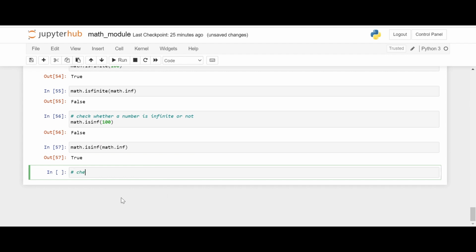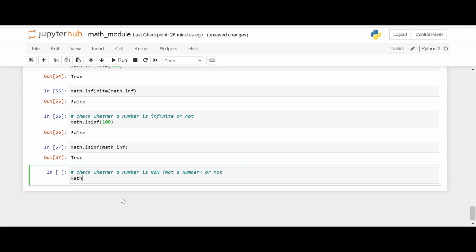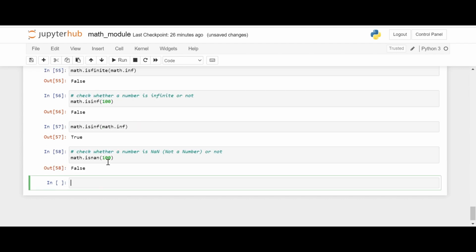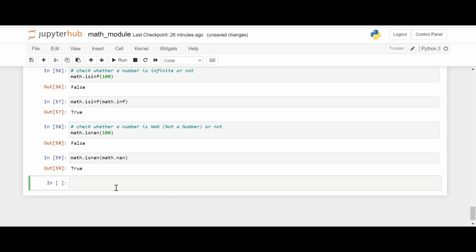Now let's check whether a number is nan. Nan means not a number. This is not a number. So math.isnan of 100. We get false because this is a number. But math.isnan of math.nan. This is not a number, so we get true.